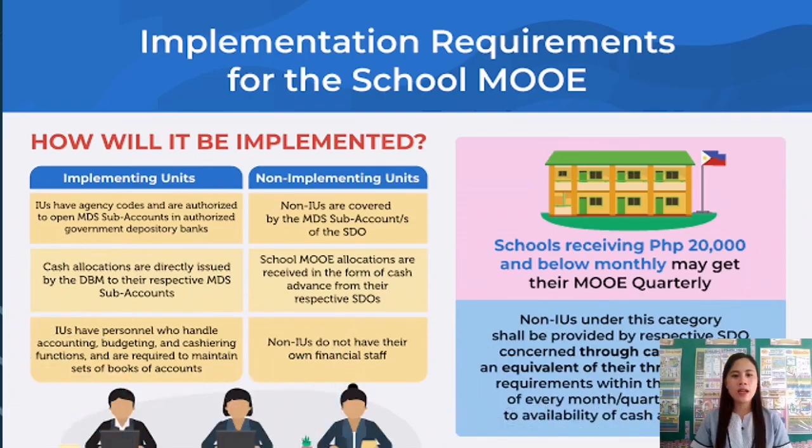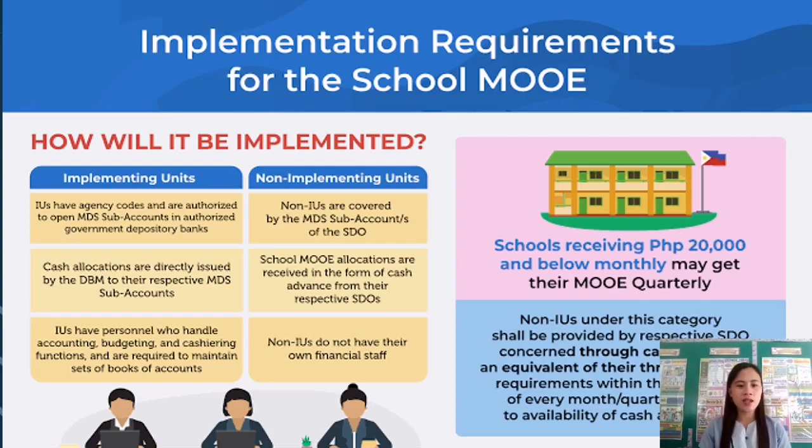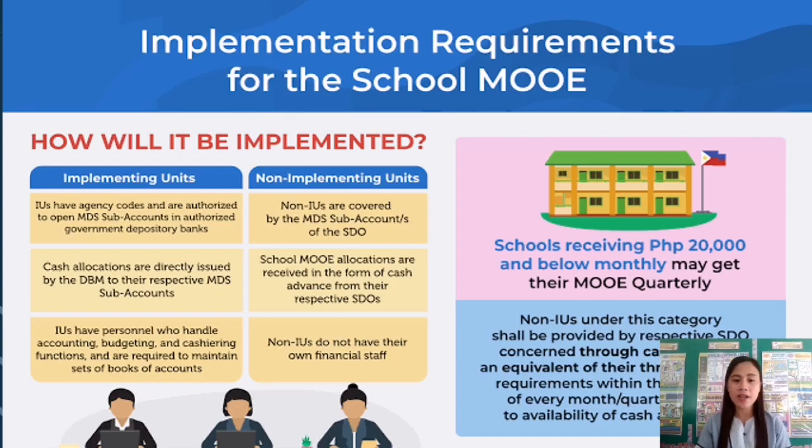Now, the implementation requirements for the school MOE. How will it be implemented? The implementing units have agency codes and are authorized to open the MDS sub-accounts with the authorized government depository banks. The cash allocations are directly issued by the DBM to the respective MDS sub-accounts.